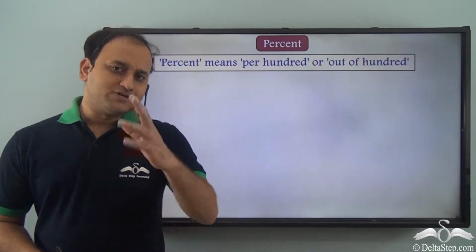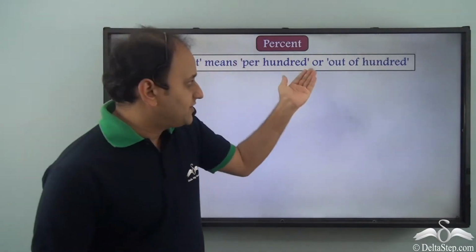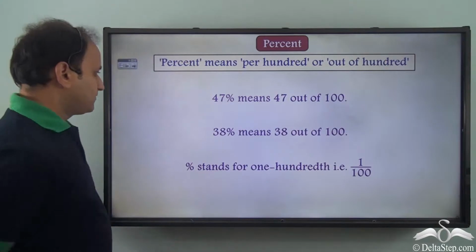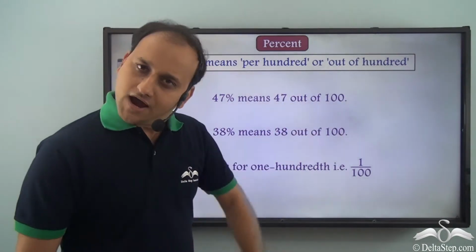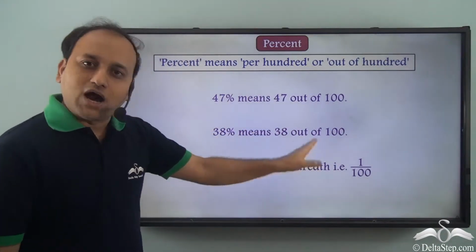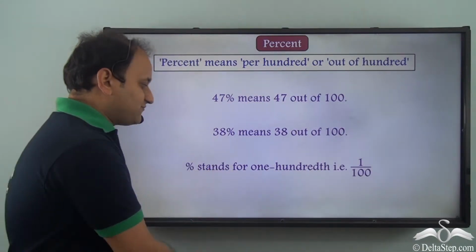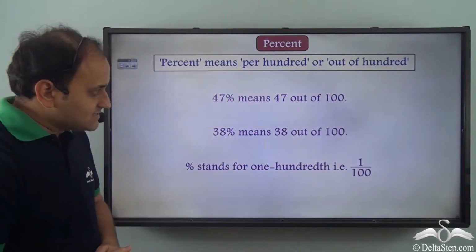What do we know about percentage? Well, percent means per 100 or out of 100. So 47% would mean 47 out of 100. Similarly, 38% means 38 out of 100. So we can say that percent stands for 1/100th, that is 1 by 100, isn't it?